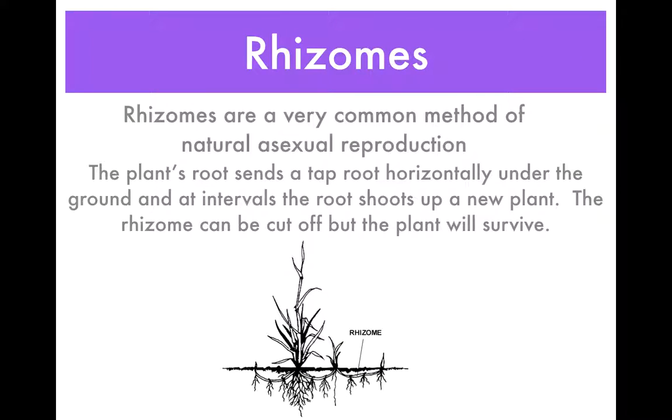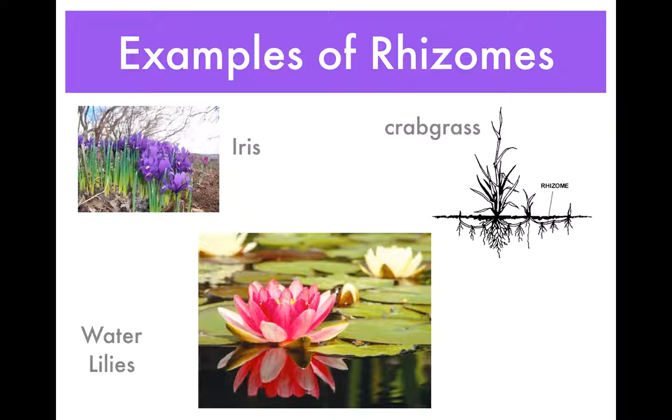So let's look at a few of the ways that plants can reproduce asexually. One of those ways is rhizomes. Rhizomes are a very common method of asexual reproduction. What happens is that the plant will send down a root under the ground, and every once in a while the root will shoot up a new plant. The roots grow horizontally under the ground, and they'll just kind of shoot up. This can be funny sometimes if you're trying to get rid of one of these plants, you might pull one out of the ground, not realizing that all the other plants nearby are connected to this plant. Here are some examples of rhizomes. Iris grow this way, as well as crabgrass and water lilies.